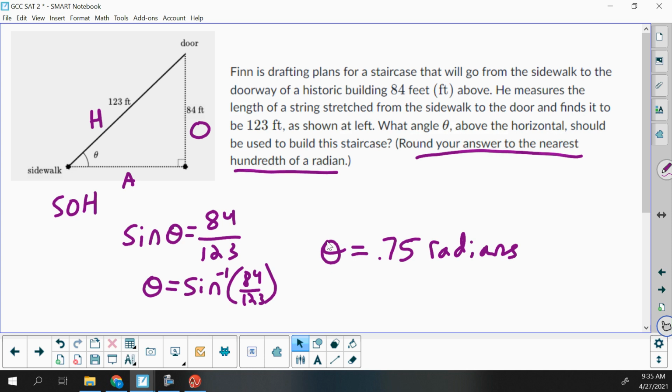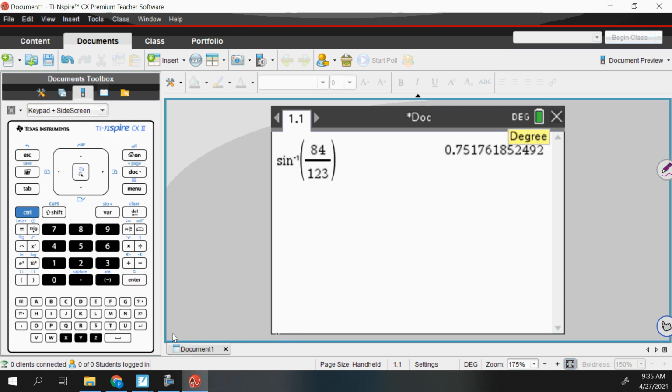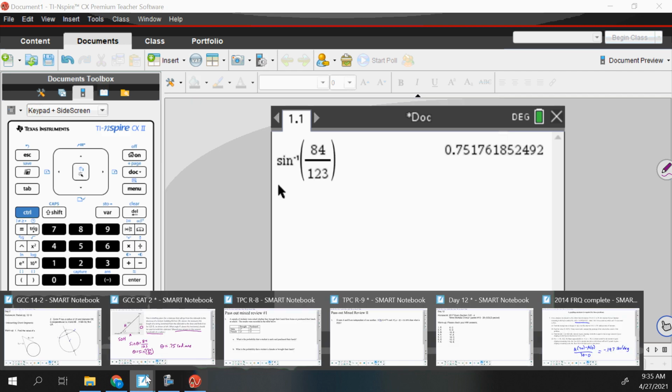Okay, so just be cautious of that with your units. Now I would suggest for everyone to, on your calculator, go back and click that radian and switch it back to degrees. Because most of the time this year we'll be working with degrees, but that particular question we needed radians.